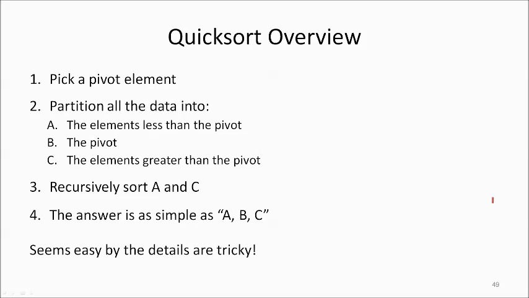So quick sort overview: you have to pick a pivot element, partition all the data into A, elements less than the pivot, B, the pivot, C, the elements greater than the pivot. Okay? So number 3, recursively sort A and C. So the answer is as simple as A, B, C. So again, we're going to apply these steps in the given example.